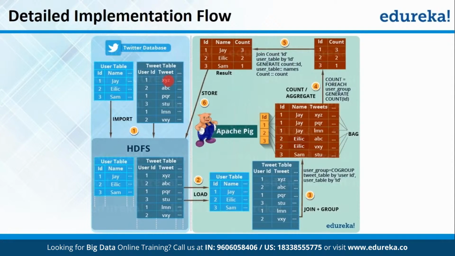When we come to the tweet table, it had details of all the tweets that were posted on Twitter. For example, XYZ tweet was posted by user ID 1. Similarly, ABC tweet was posted by user ID 2.